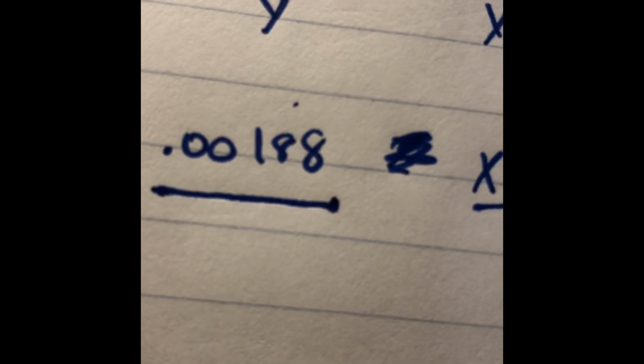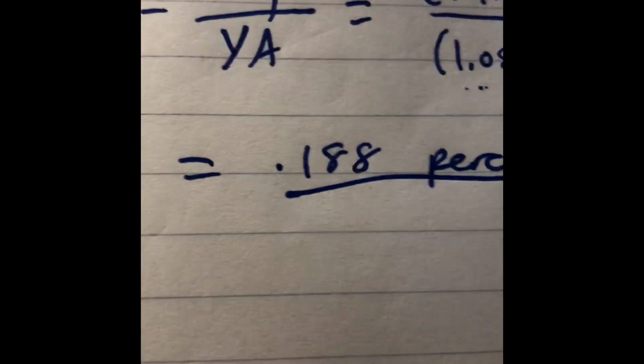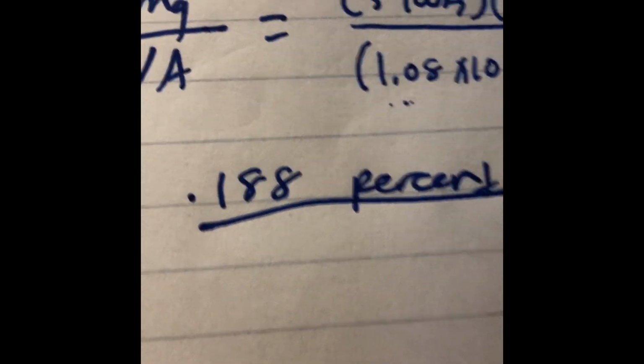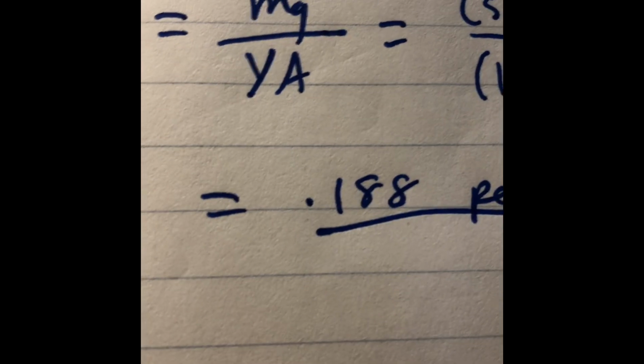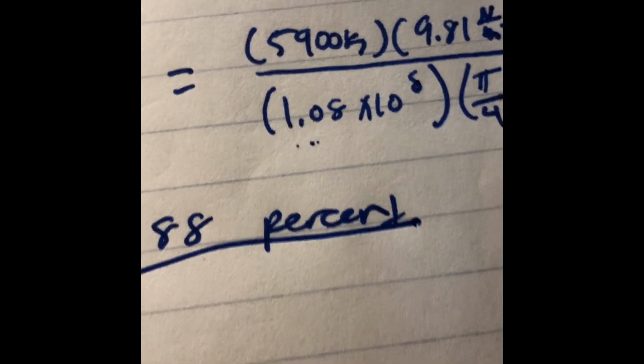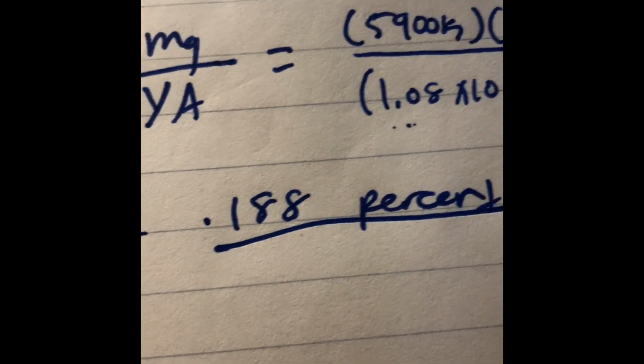Once we plug all those values in, we get 0.00188, but we need to multiply this by 100 to get a percentage, just like when you get 80 out of 100 questions right on a test, you get 0.8, but that's not your actual percentage. You multiply by 100 to get 80%.